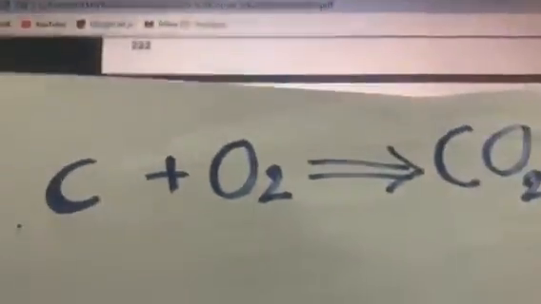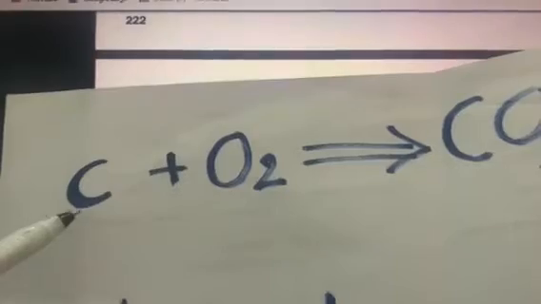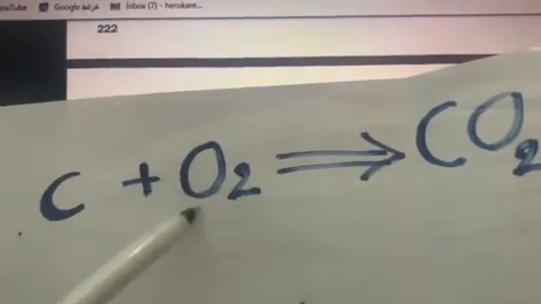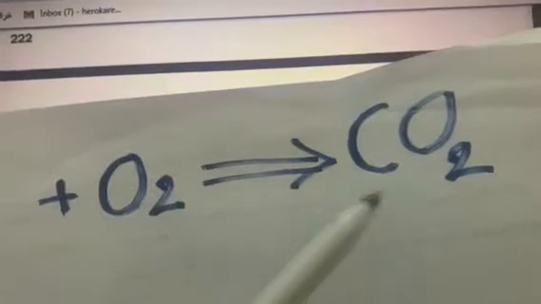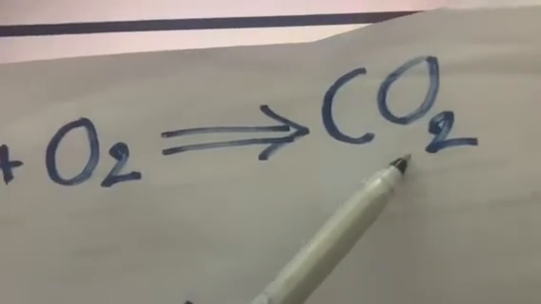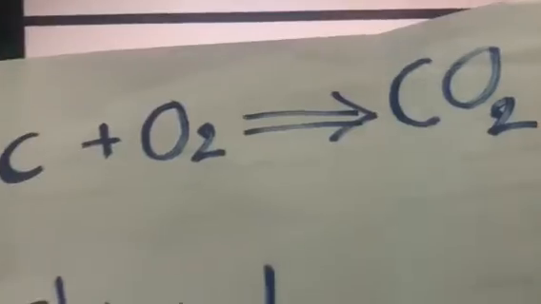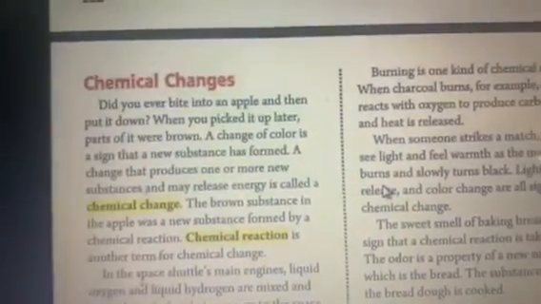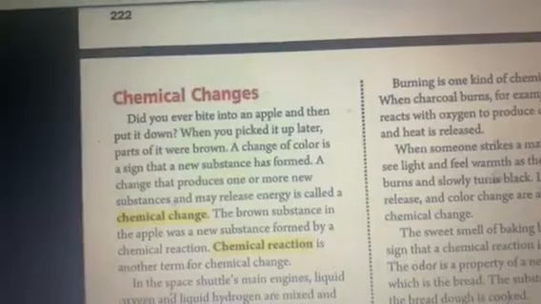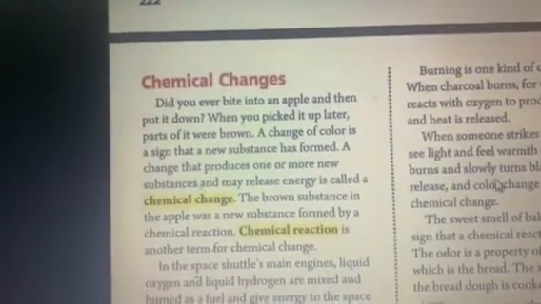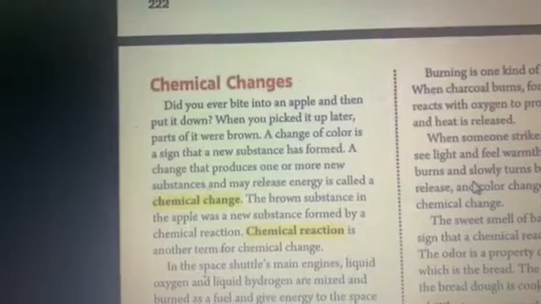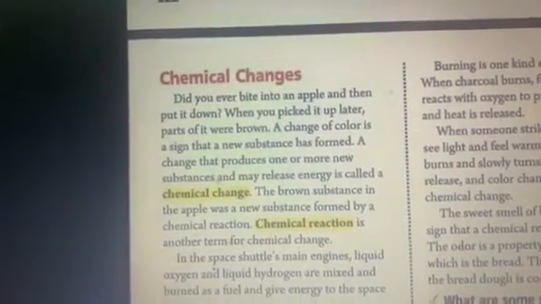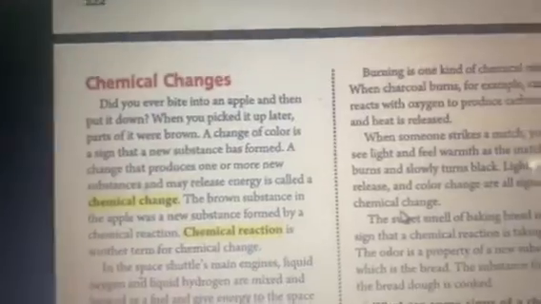As you see in this chemical reaction, we have carbon, which is charcoal, plus oxygen, which is O2, and by heat it produces carbon dioxide, which is CO2. This is a kind of chemical reaction. When someone strikes a match, this is another example, you can see light and feel warmth as the match head burns and slowly turns black. Light, energy release, and color change are all signs of a chemical change.